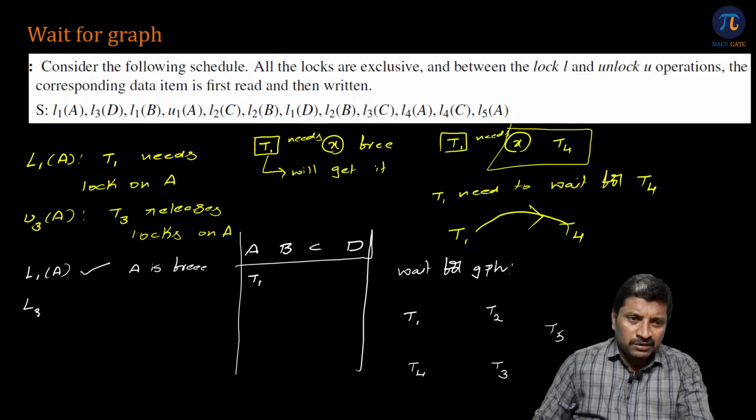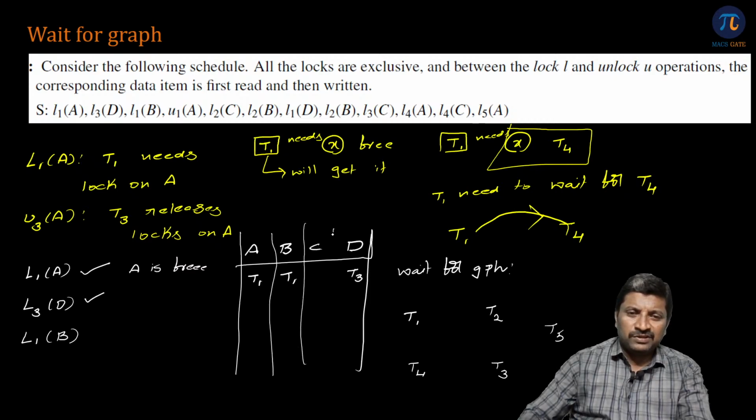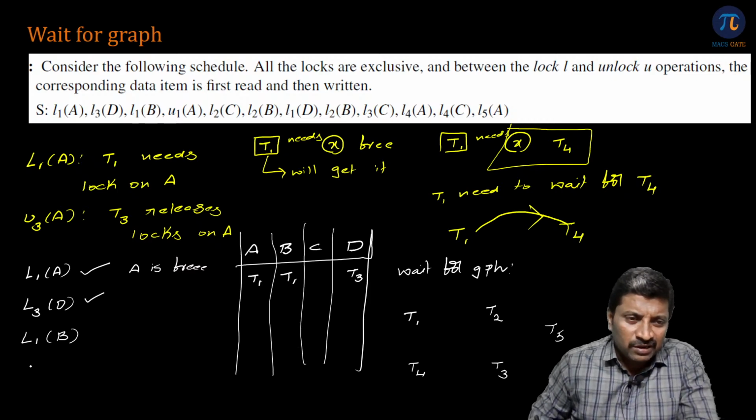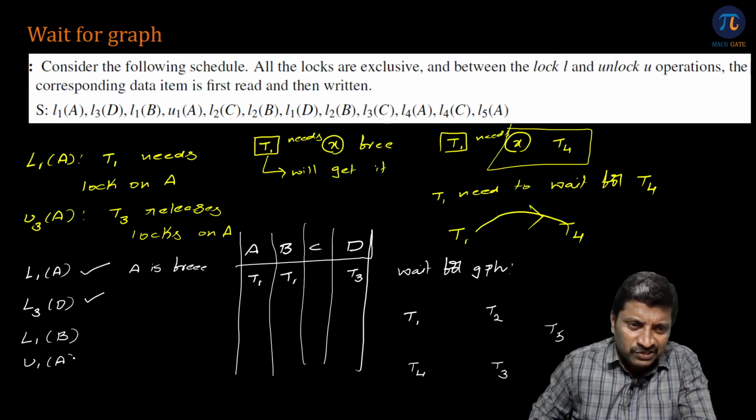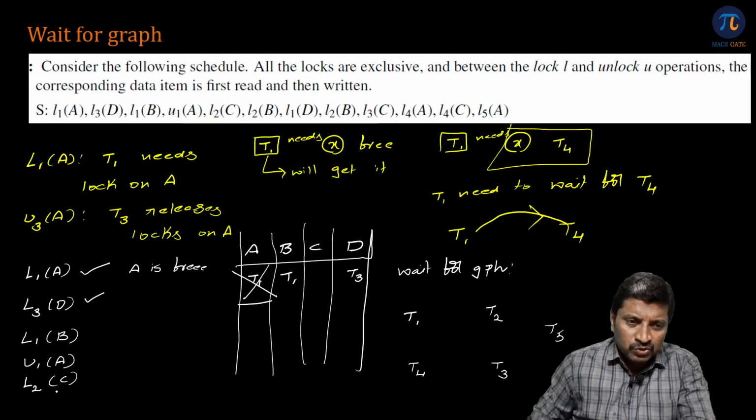Then T3 requests D. Is D free? Yes, so you can give it to T3. Then T1 is requesting B. It is free, so I gave it. Assume there are rooms, and in a room only one transaction is allowed. Now U1 of A: he releases it, which means there is no one, it is free. Then L2 of C: T2 needs C, and C is free. So up to here everything is fine.